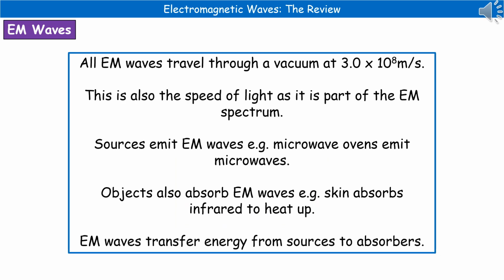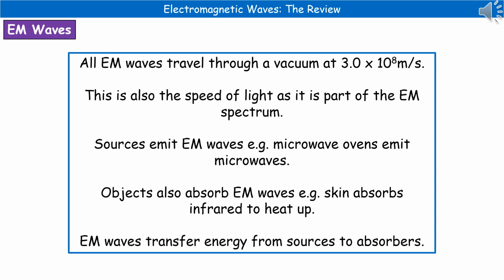A really good number to remember in our electromagnetic spectrum is 3.0 times 10 to the power 8 meters per second, because that is the actual speed at which all electromagnetic waves will travel through a vacuum. It's also the speed of light, because hopefully we remember that light is just part of the electromagnetic spectrum. So 3.0 times 10 to the power 8 meters per second, remember it.